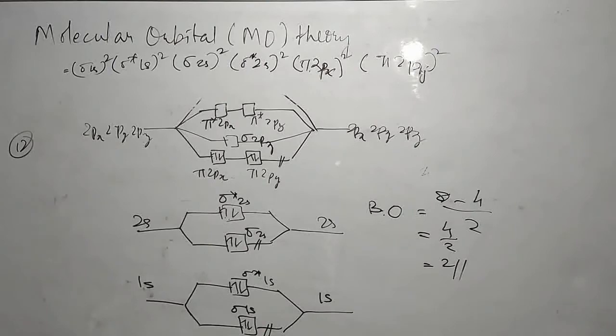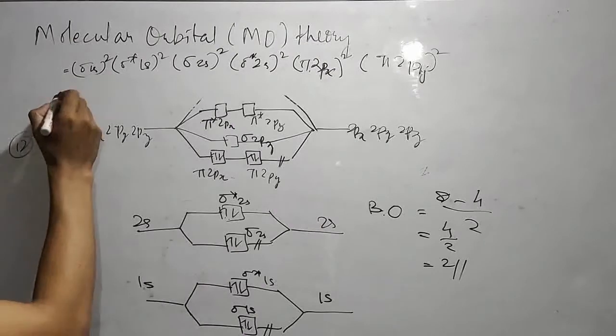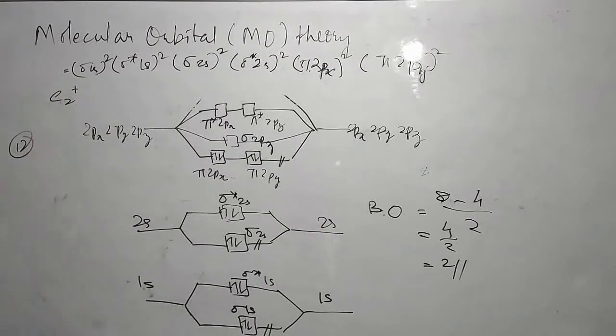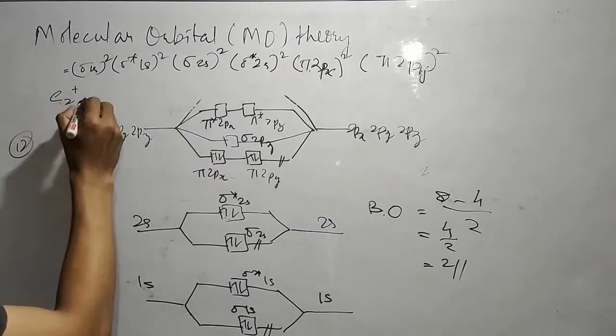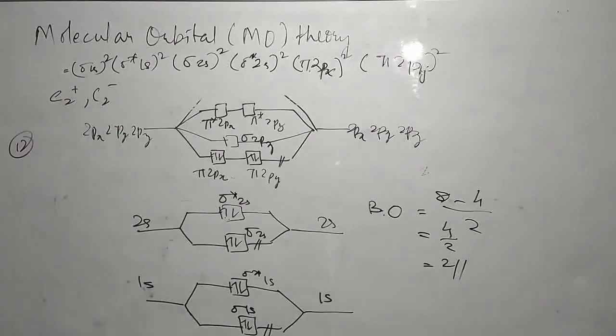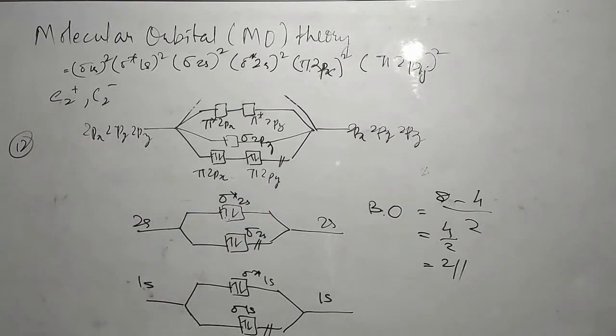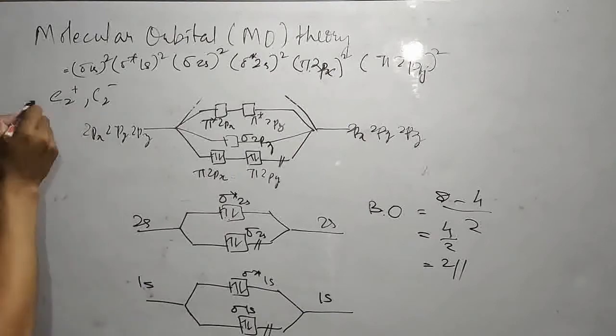I want you to try for C2 plus and C2 minus. C2 plus means 1 electron less, C2 minus means 1 extra electron is present. So you try for this one.